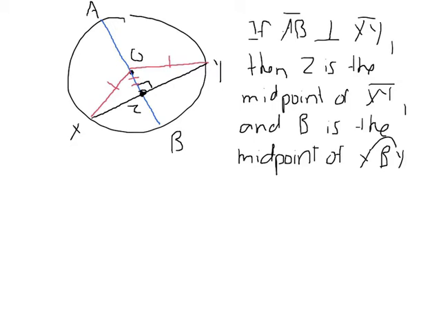Also, angle YOB is going to be congruent to angle XOB. Since those 2 central angles are congruent, their arcs are going to be congruent. Arc YB is going to be congruent to arc XB. So you can see why those are going to be the midpoints.